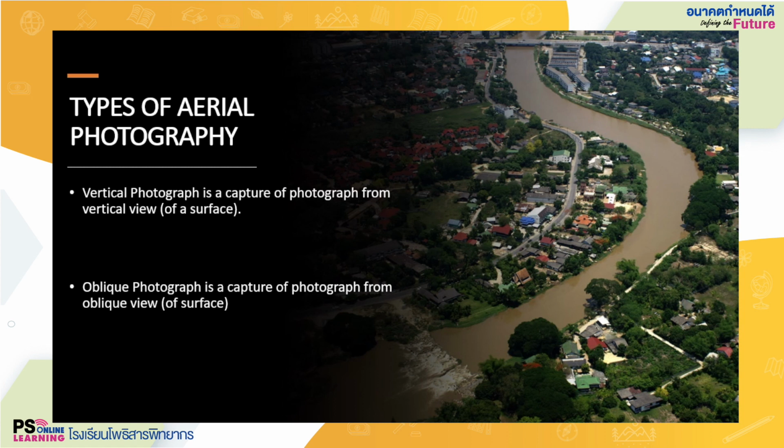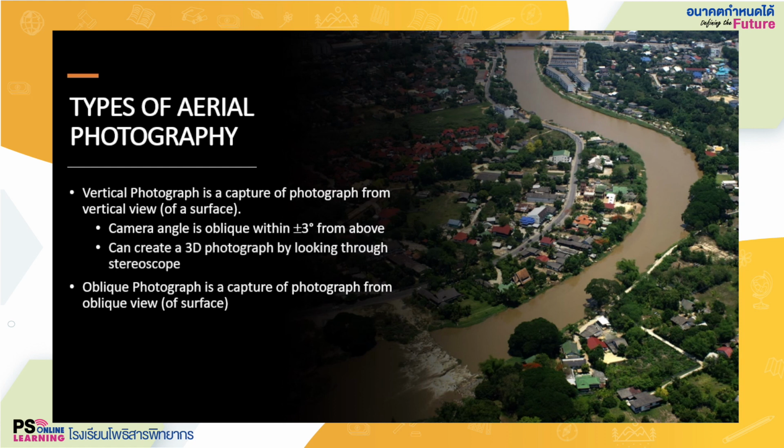For a vertical photograph, the camera angle is within plus or minus 3 degrees from vertical. So the plane flies over and the camera points down at a vertical angle, and within that vertical angle, the camera must not tilt more or less than 3 degrees. Okay, so this is considered a vertical photograph.